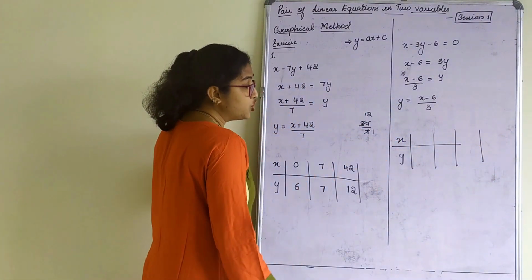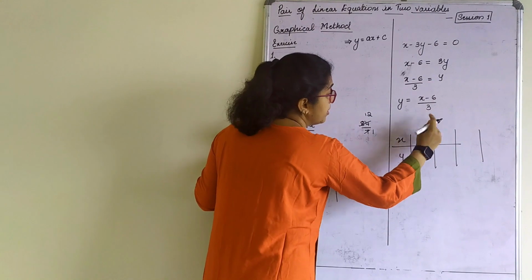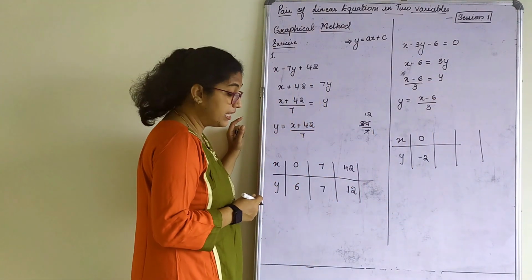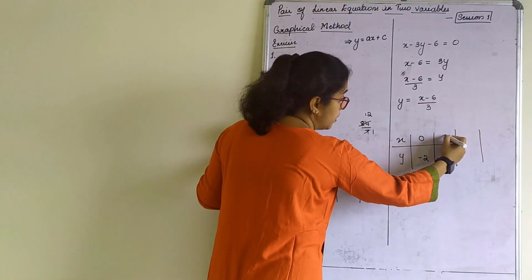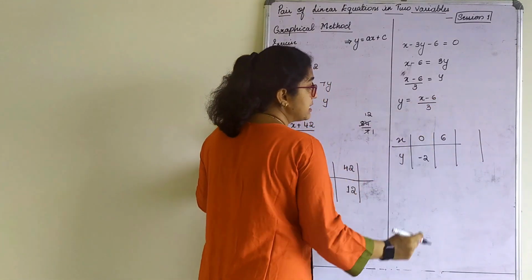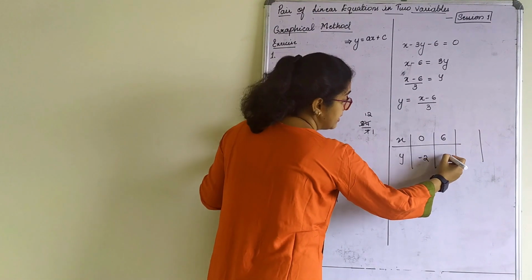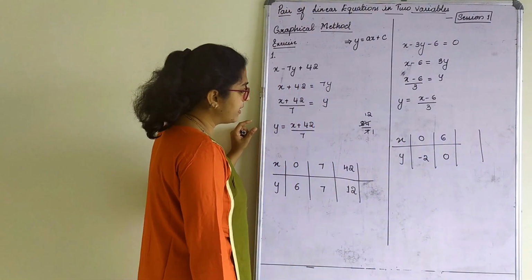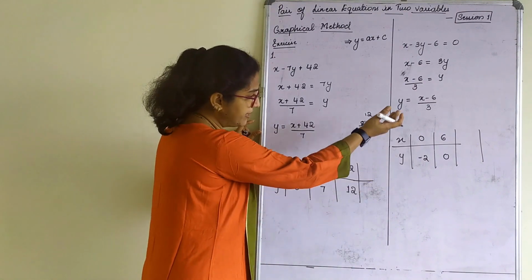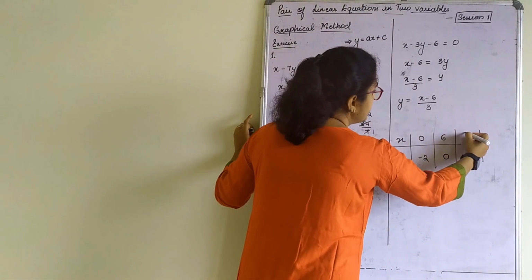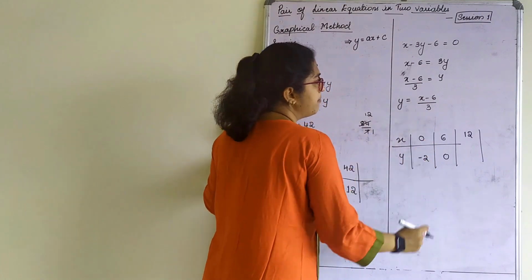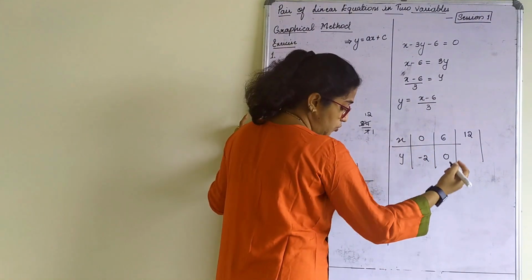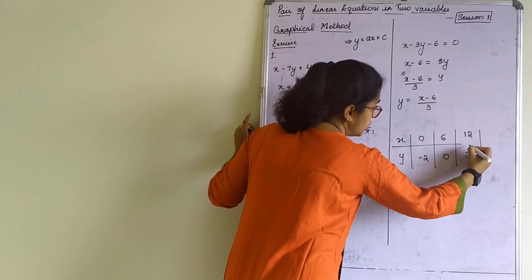Okay. First value, shall I give x is equal to 0? Next value I'll give x is equal to 6. 6 minus 6, 0. 0 by 3 is 0. Right. Now next value, what do we do? Anything we can give here. So we have 12 here. Okay, give 12. It should be divisible, that's all. 12 minus 6 is 6. 6 divided by 3, 2. So when x is 12, y is 2.